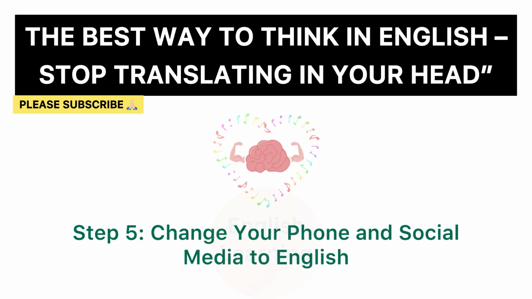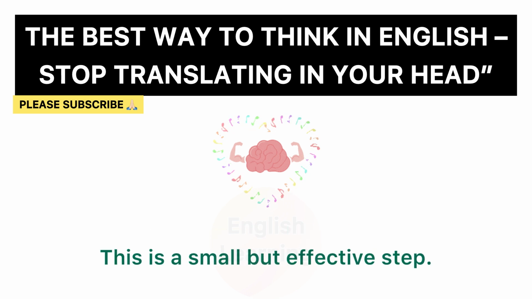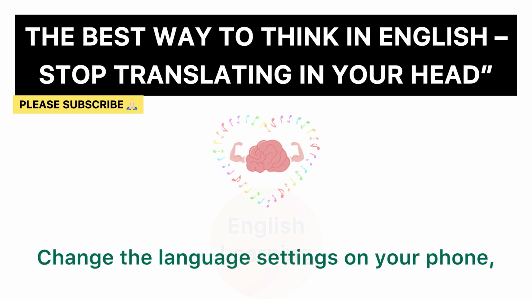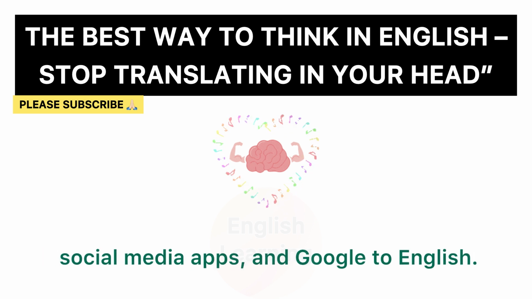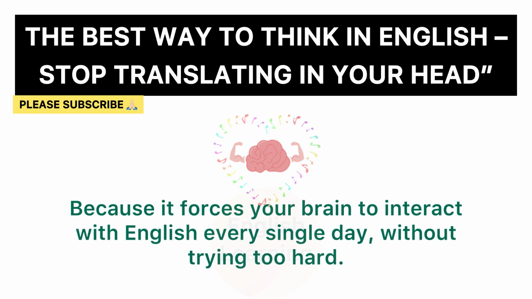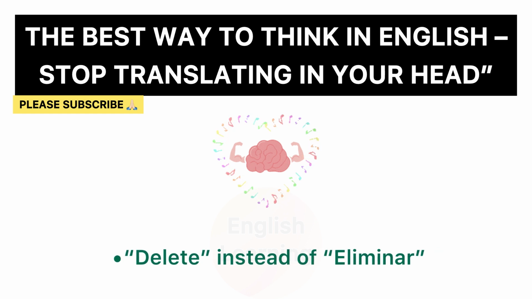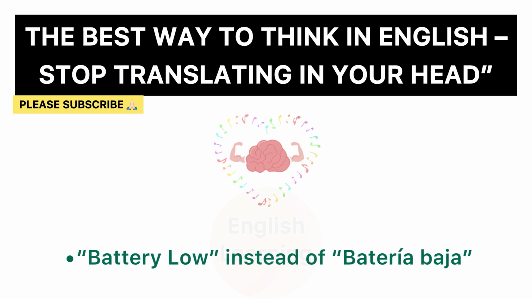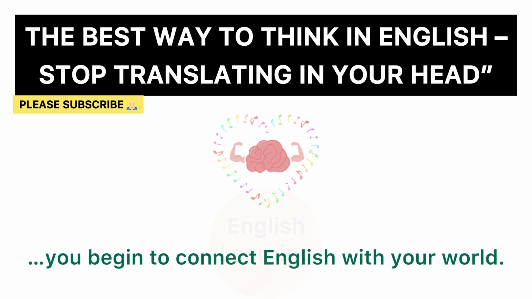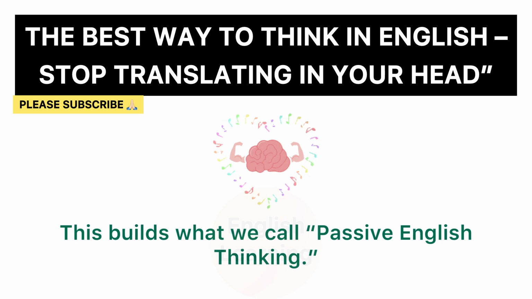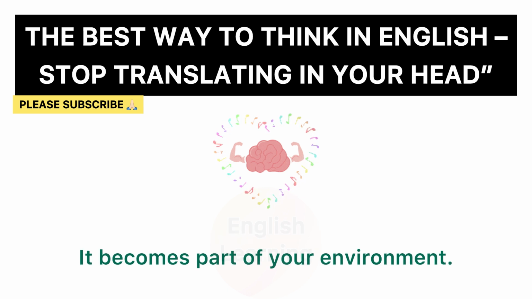Step 5. Change your phone and social media to English. This is a small but effective step. Change the language settings on your phone, social media apps, and Google to English. Why? Because it forces your brain to interact with English every single day without trying too hard. Now, when you see settings instead of configuration, delete instead of eliminar, battery low instead of bateria baja, you begin to connect English with your world. This builds what we call passive English thinking. It becomes part of your environment.